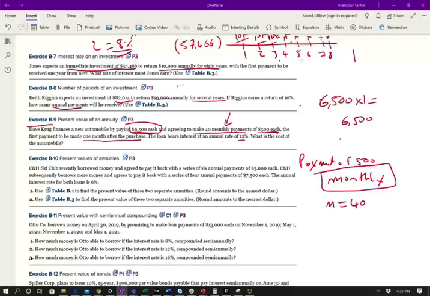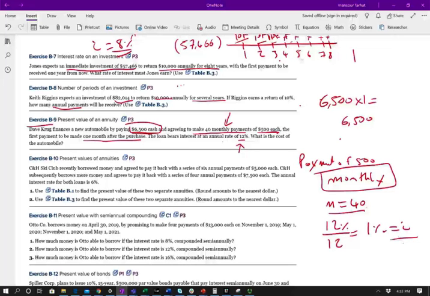So we are given N. And the interest rate is 12%. Well, if the payment is monthly, it means we have to take the interest rate and divide it by 12. Remember, if the payment is not annually, we have to adjust the interest rate. The payment is monthly, we divide by 12. If the payment is semi-annually, we divide by 2. If the payment is quarterly, we divide by 4. Okay? So here the payment is monthly, so we divide by 12. So the interest rate, I equal to 1%.